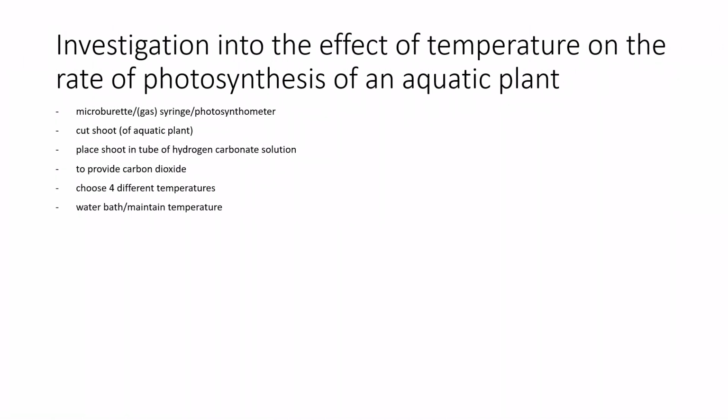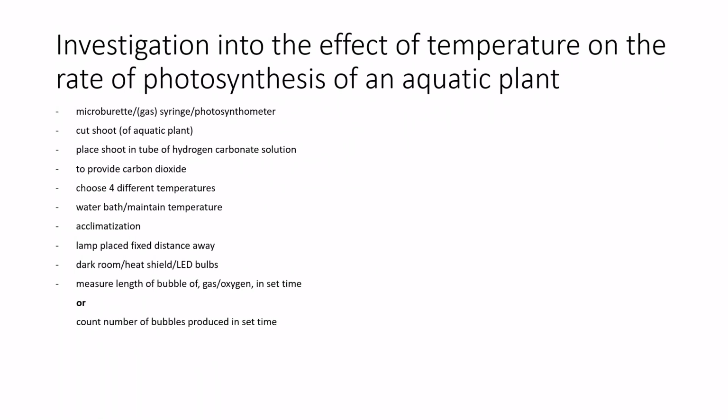Use a water bath to maintain temperature and allow plant acclimatization so that the plant can adapt. Place the lamp at a fixed distance away and use a heat shield. You can obtain the results by counting the number of bubbles produced in a set time. Repeat the experiment twice more and calculate mean values.